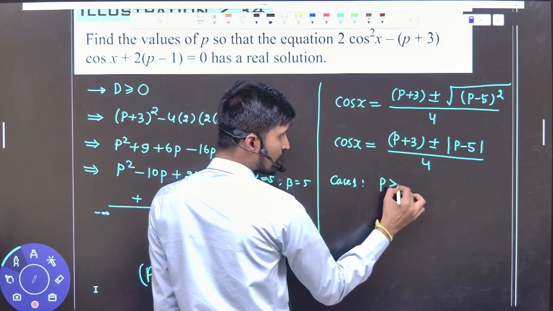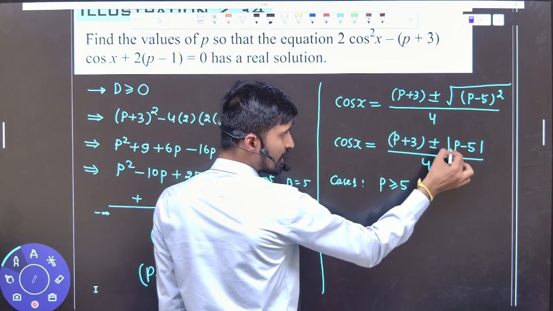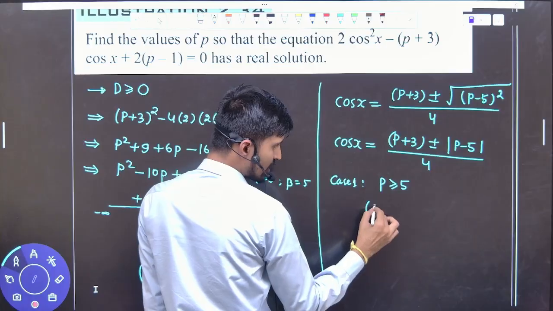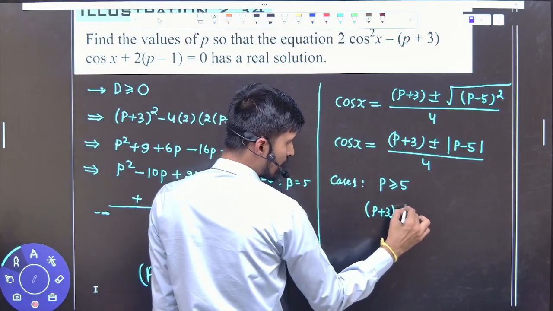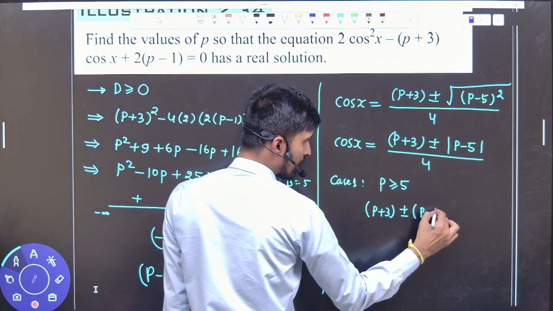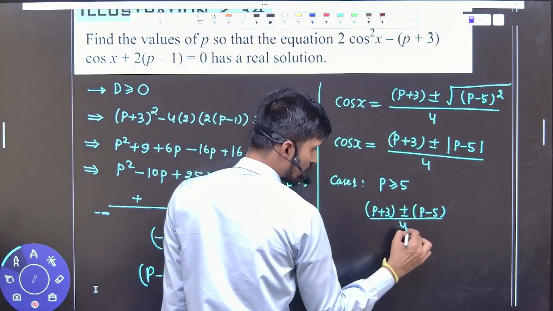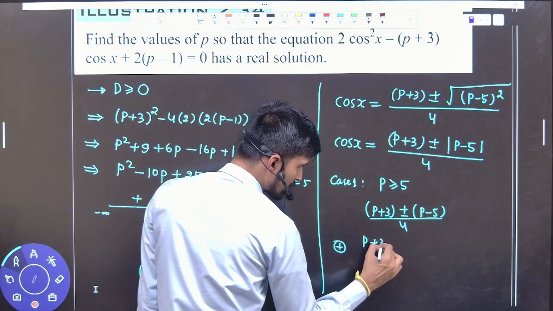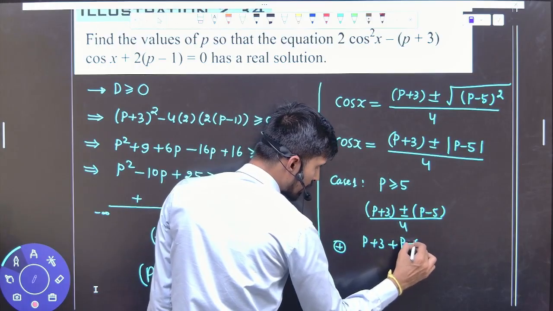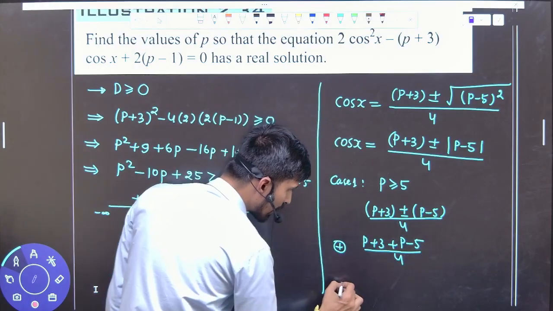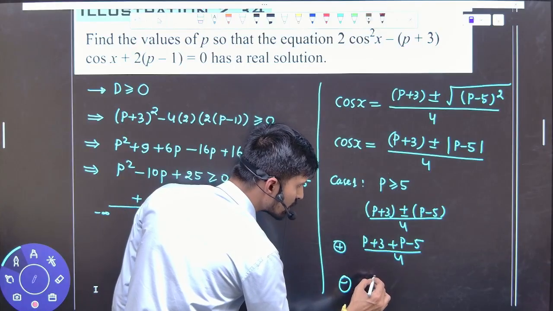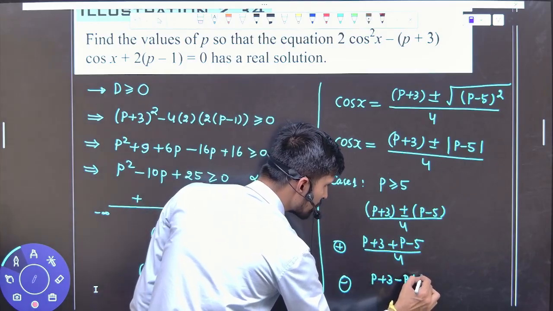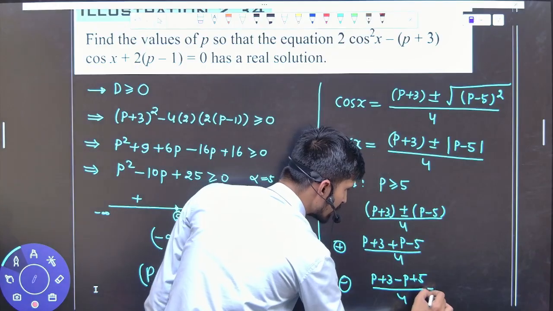P is greater than or equal to 5. So when p is greater than or equal to 5, this will be positive. Now I will open the modulus with a positive sign. This will become p plus 3 plus or minus p minus 5 by 4. Taking the plus sign, what are we getting? P plus 3 plus p minus 5 by 4, and with the minus sign, what will I get? P plus 3 minus p plus 5 by 4, and this value will be 2.